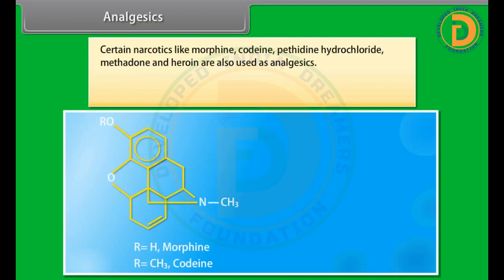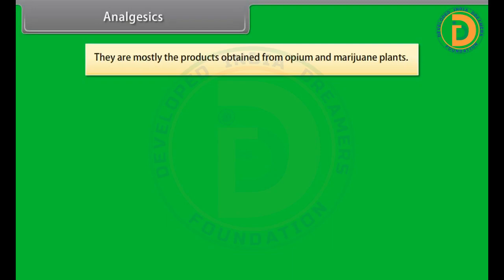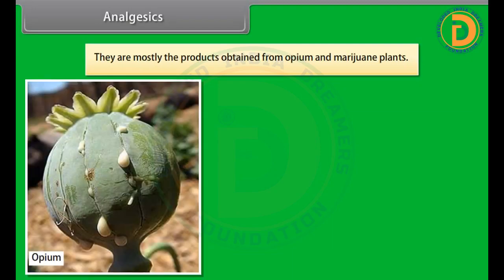Certain narcotics like morphine, codeine, pethidine hydrochloride, methadone and heroin are also used as analgesics. These do relieve the pain of the patient, but they attack the central nervous system and produce sleep and unconsciousness. They are mostly the products obtained from opium and marijuana plants.